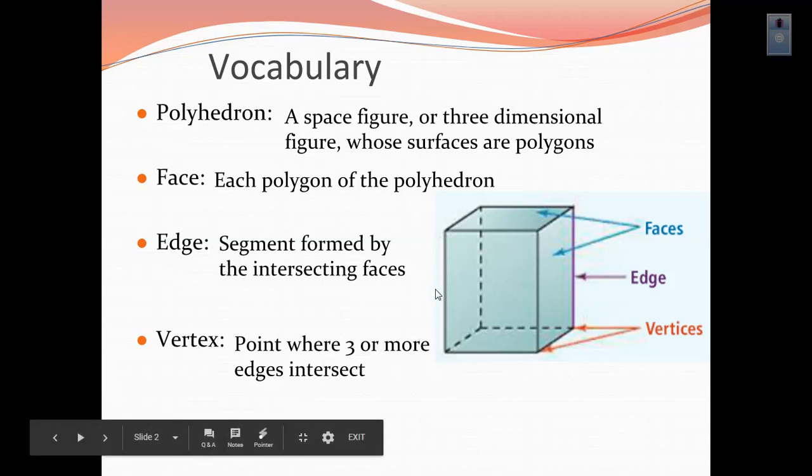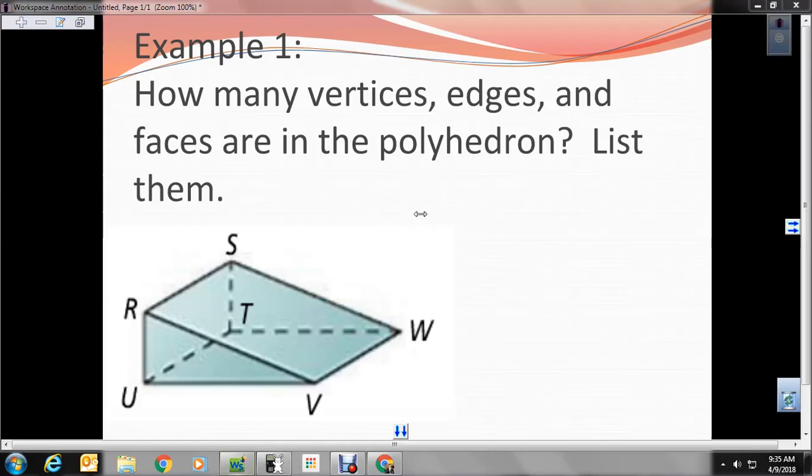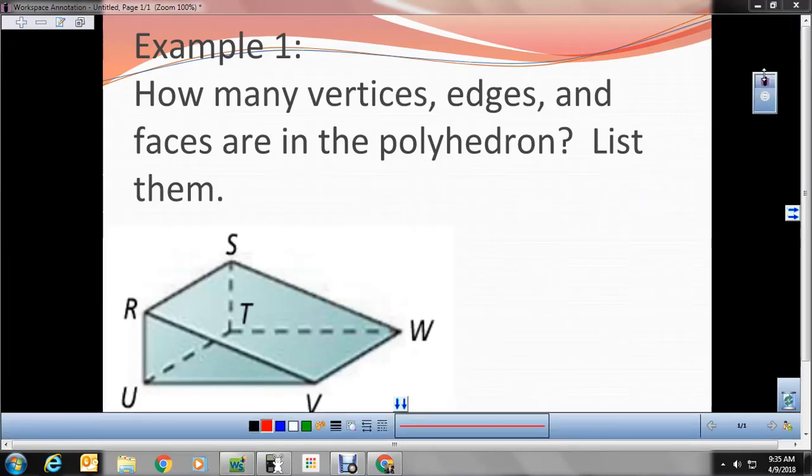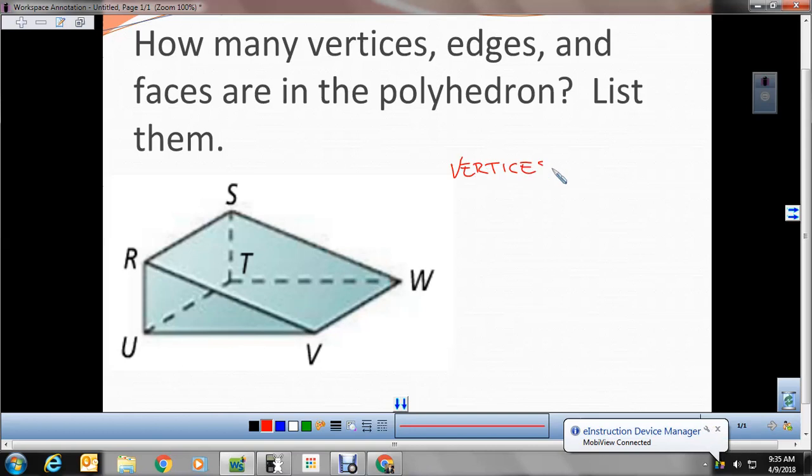So let's take a look here. They're going to ask us to find how many faces, edges, and vertices. So how many vertices, edges, and faces are in this polyhedron? List them. So let's take a look. First thing, let's look at how many vertices we have. You can do this in any order. There's no certain order. So take a look at the vertices. Now we're going to name them. Vertices are these points. So every point on here is a vertex.